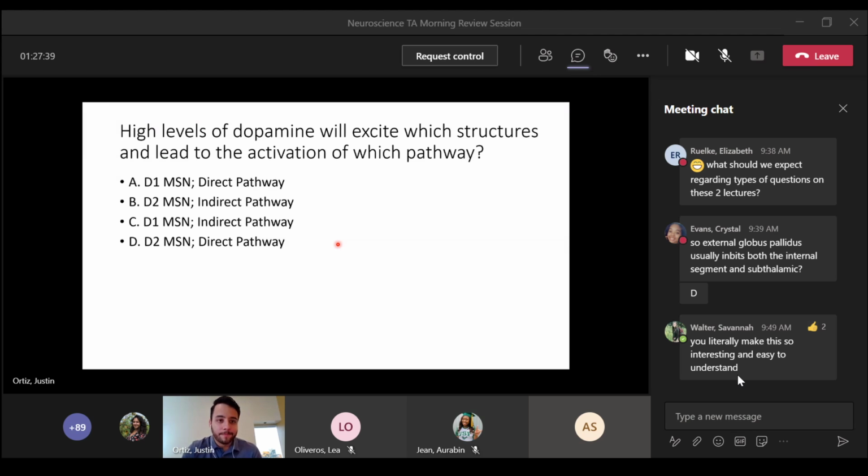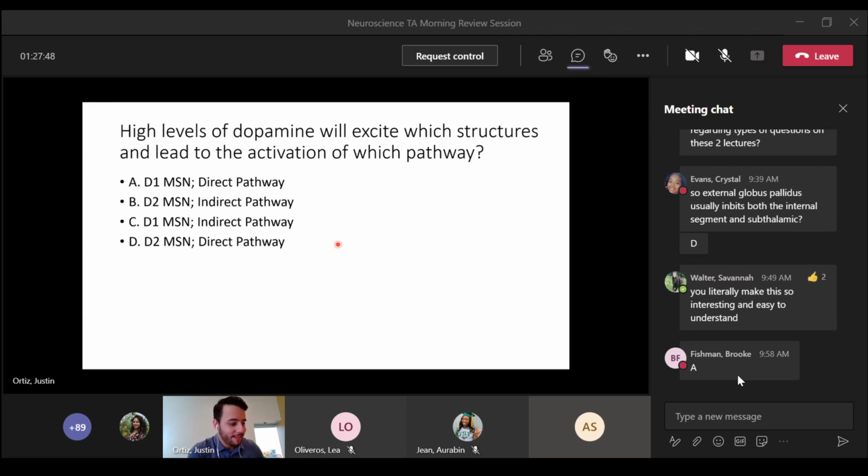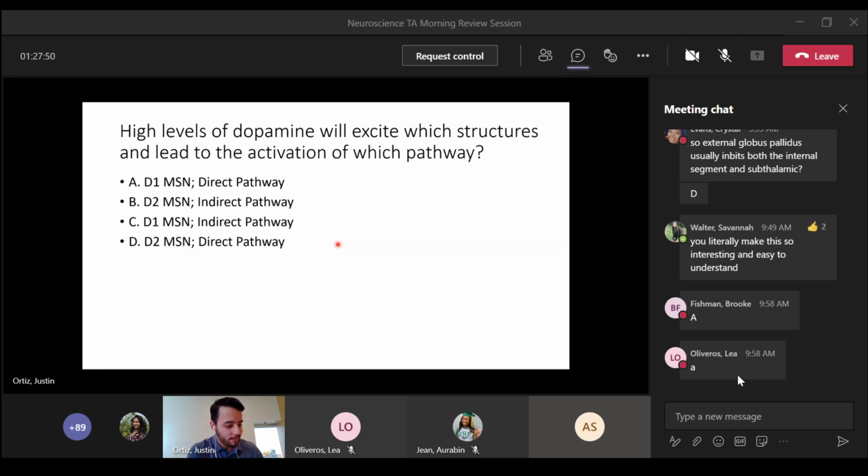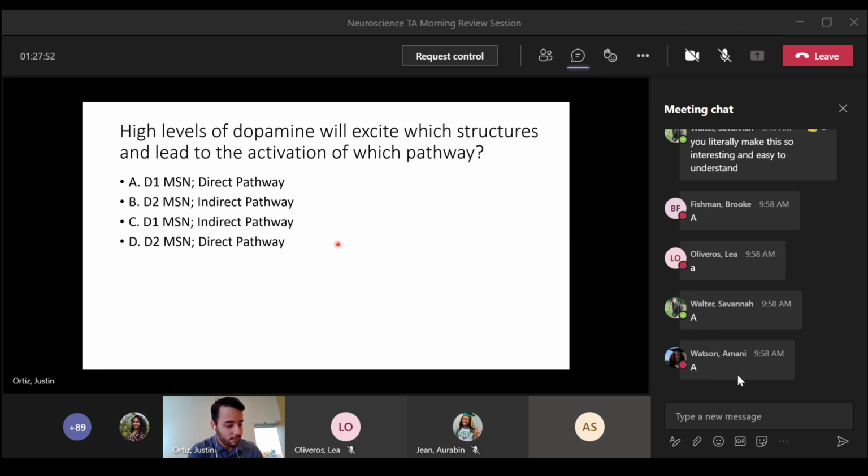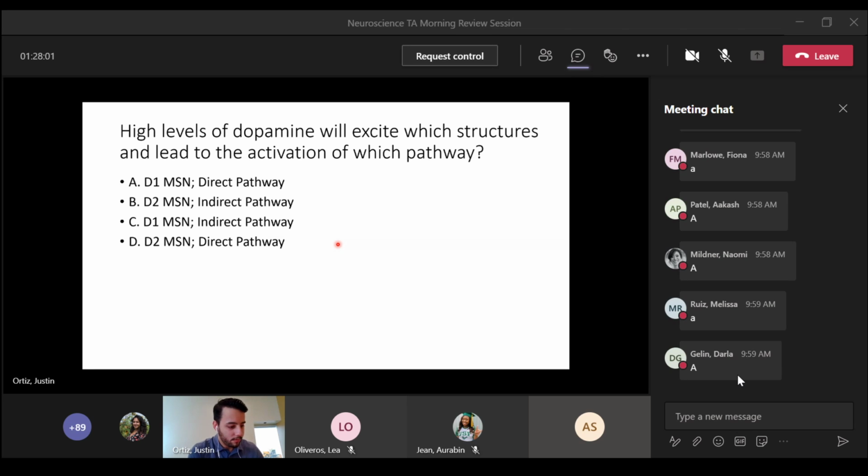Okay. All right, so another question. We have high levels of dopamine will excite which structures and lead to the activation of which pathway? You guys should know this one. Let's see. I'll give you a few seconds.